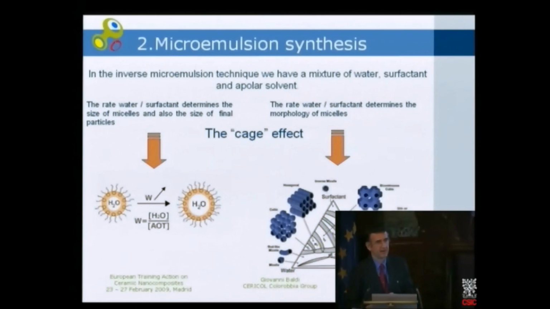So we can manage the size and the morphology of the nanoparticles with the ratio of water to surfactant in the microemulsion dispersion. We can consider this effect as a cage effect, in which the size and even the morphology of the micelles can drive the size and the morphology of the final particles.